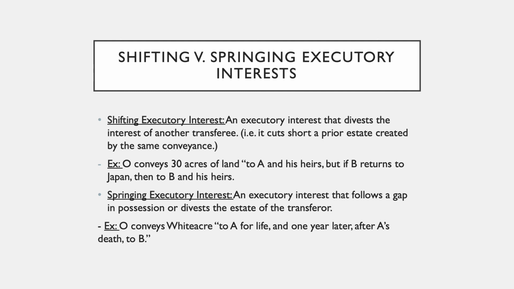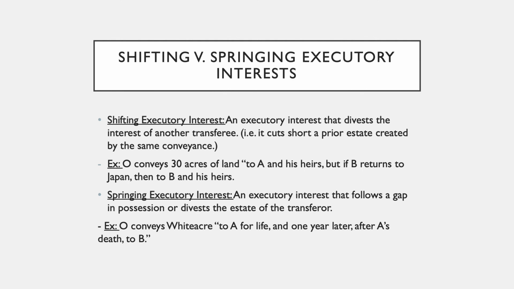So O is giving A 30 acres of land on the condition that if B does in fact return to Japan, then B will divest A from that land, and B and his heirs will have complete possessory control over that property.